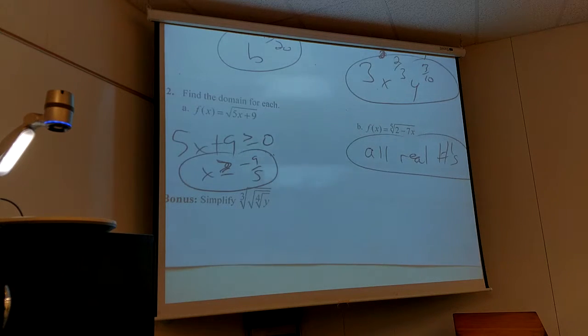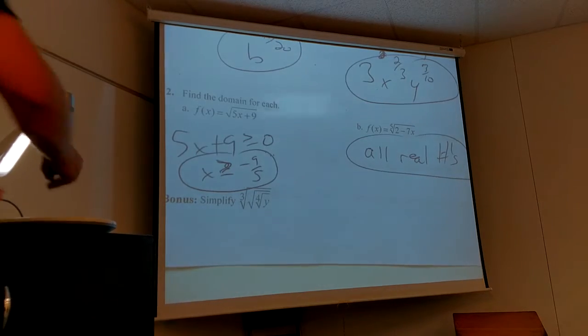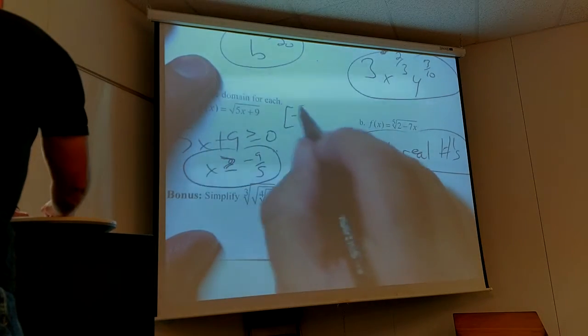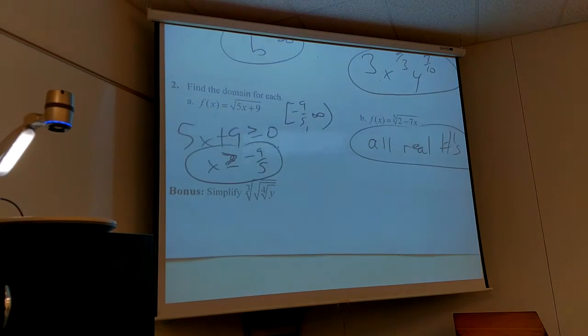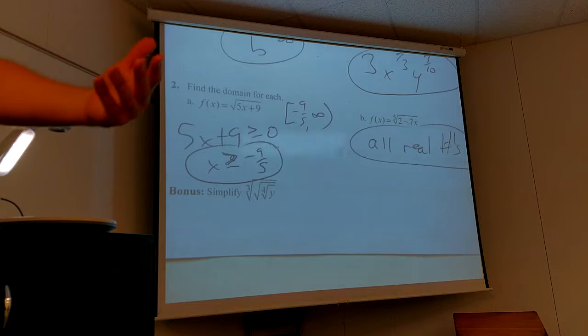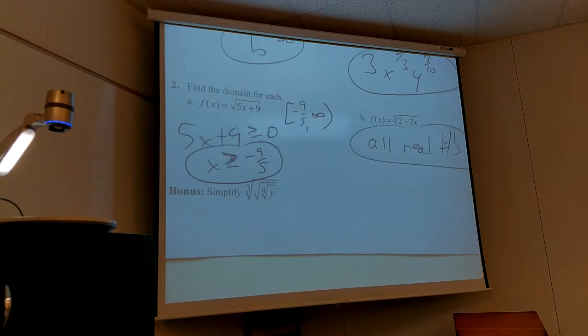Yes? Could you ever write that with a bracket? Oh, yeah, sure. So this would be bracket negative 9/5 up to infinity. You want to put it in interval notation? Sure. I like it. I normally don't request it on that kind of problem. But I totally could. I mean, interval notation should not be that horrendous. It's one quick little step at the end.